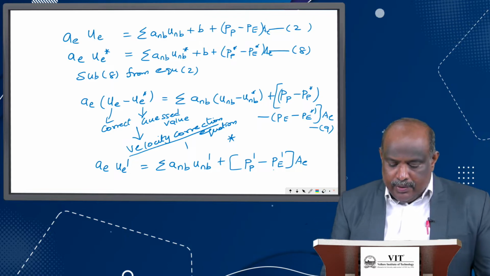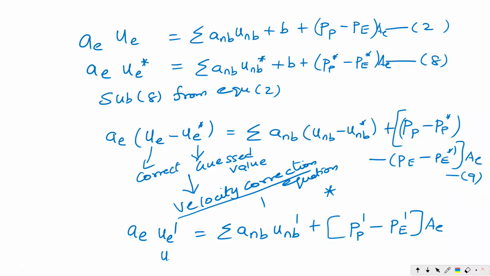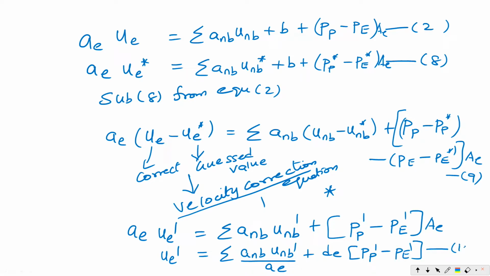Okay, so from that if you want the velocity alone, the velocity correction for UE, UE prime, will be equal to sigma ANB UNB prime by AE plus this AE by small a, which is nothing but DE, of PP prime minus PE prime. Let us call this equation number 10.